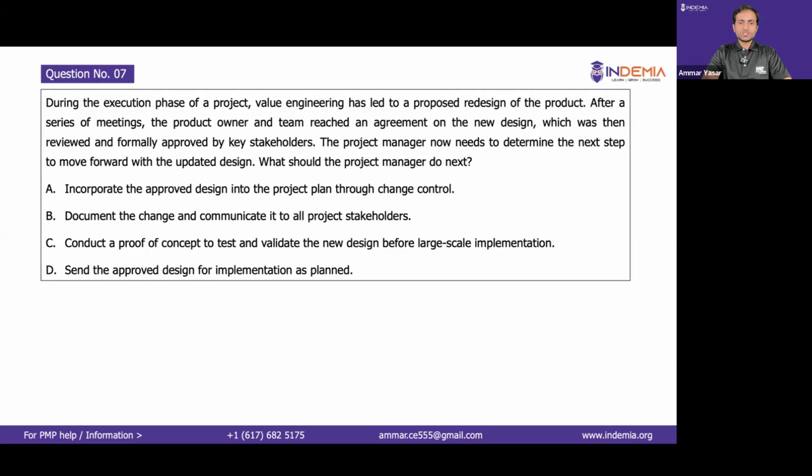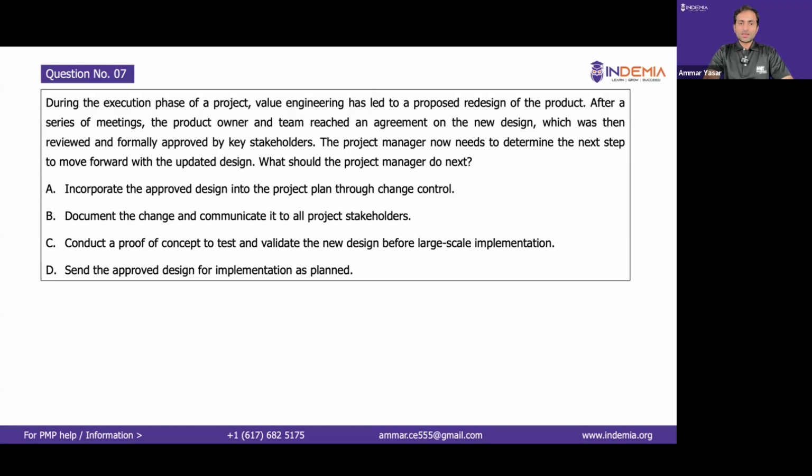Option B, document the change and communicate it to all project stakeholders. Document the change and communicate it to all stakeholders. Not a bad choice, but A is better than B because in A, it refers to change control. So yes, you're not just documenting, you're following the change control and documentation is part of that. So A is comprehensive as compared to B.